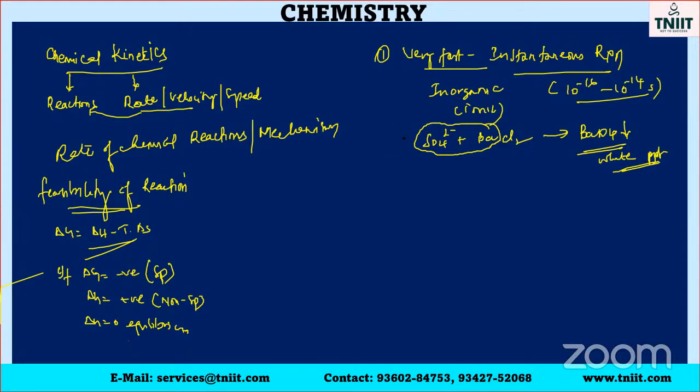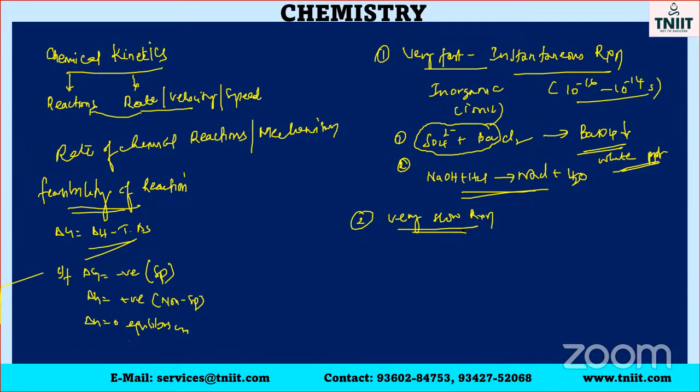Likewise, the second example is the neutralization reaction. An acid and a base react to form salt and water. It is also a spontaneous reaction, and it's also a very fast reaction. Generally, ionic reactions are very fast reactions. Inorganic reactions are very fast reactions, and they are called instantaneous reactions. The second one we have is very slow reactions.